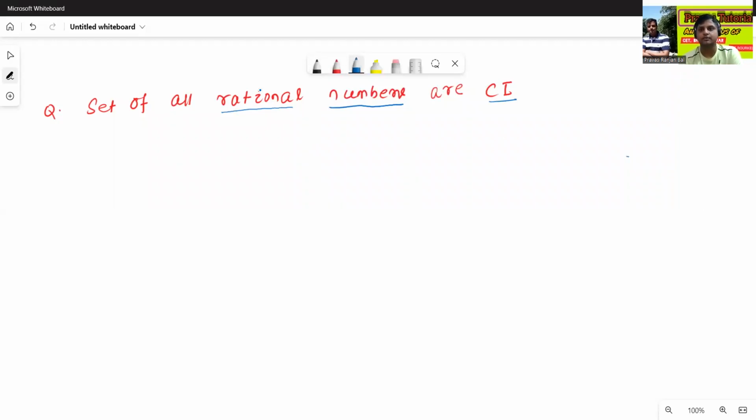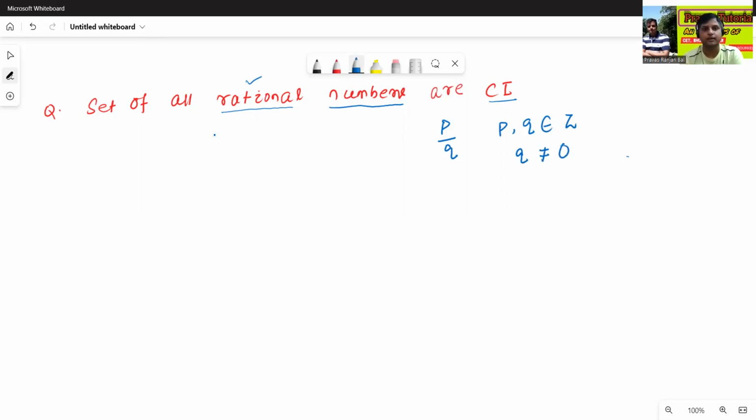So first we'll try to understand what is the meaning of rational numbers. Rational number means we can represent it like this, P upon Q or P by Q. What is the meaning of P and Q? P and Q belong to the set of all integer values. But one condition is there: Q can never be 0.